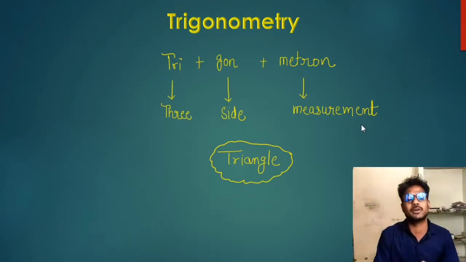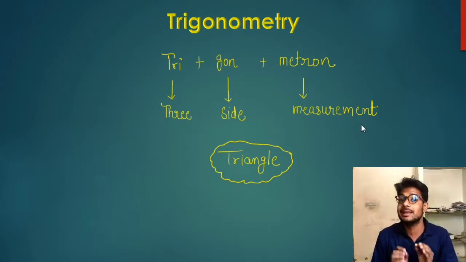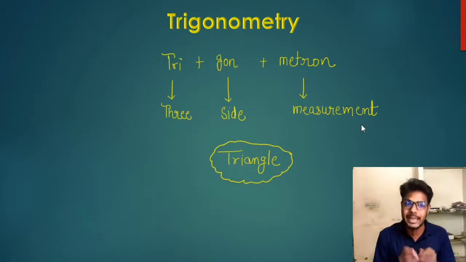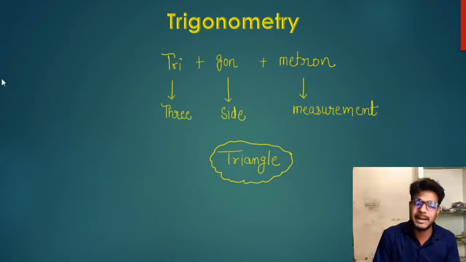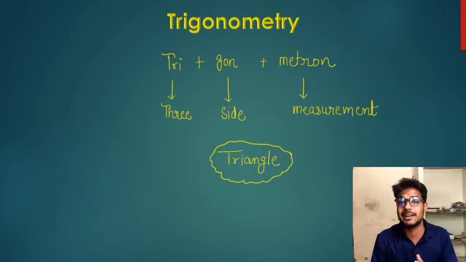So the meaning of trigonometry is three side measurement, and you all know very well that in mathematics we do three side measurement or three angle measurement in a triangle. So trigonometry is completely applicable on triangles. But what is a triangle? A triangle is a closed figure which contains three sides.